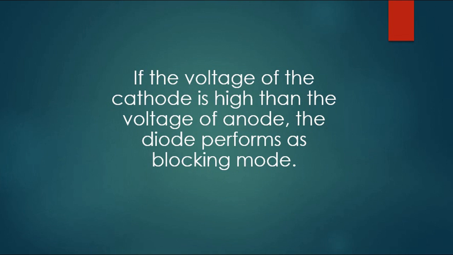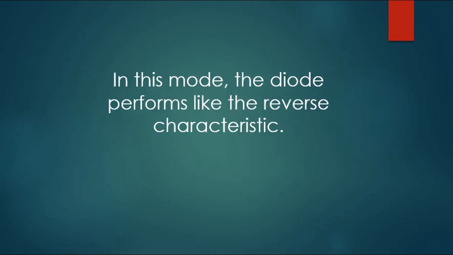the diode is performing in blocking mode. It blocks voltage that is coming or going. So in this mode, the diode behaves with reverse characteristics. That is, it's reversing, which means that the voltage is returning back to the source.